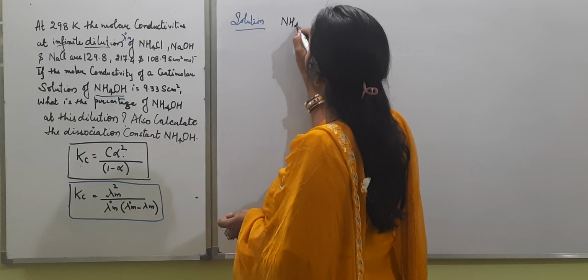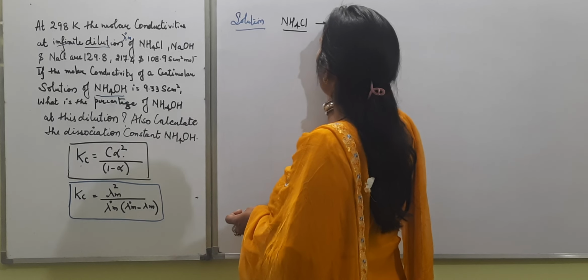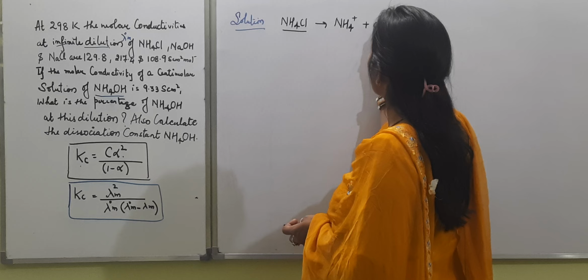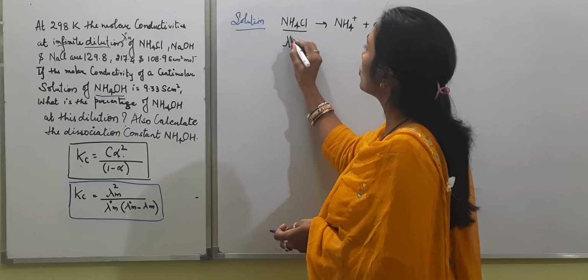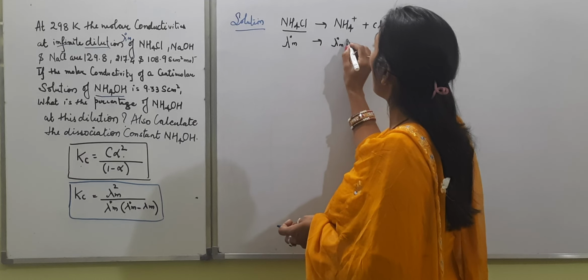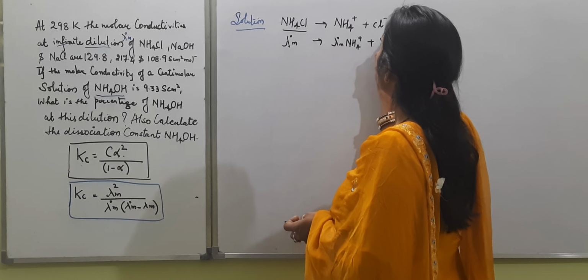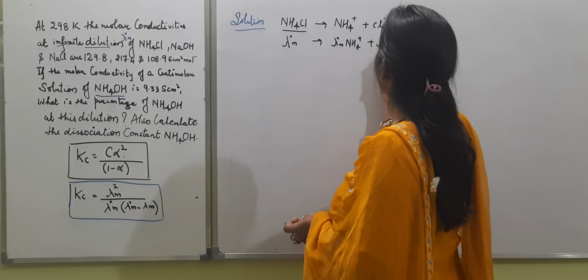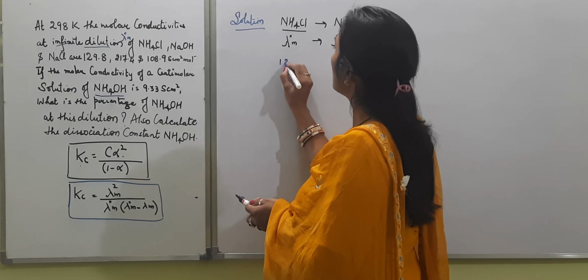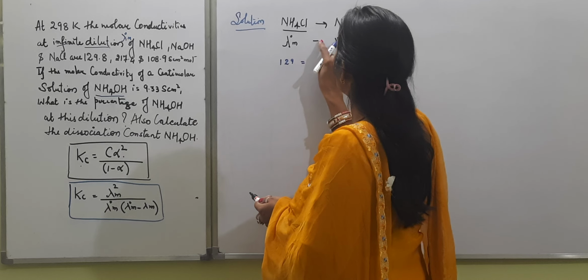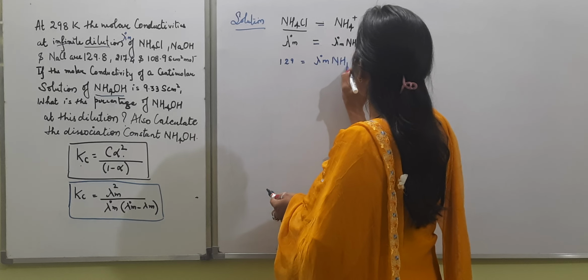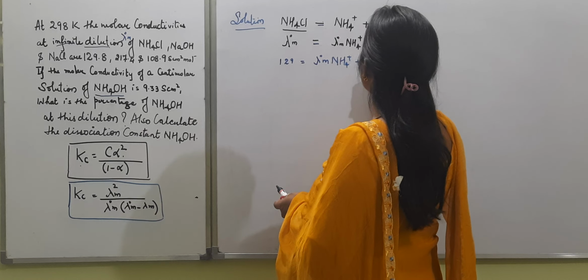So given kya hai, what are the given values? NH4Cl means we are having ammonium chloride, which can be dissociated into ammonium ion plus chloride ion. So we can say at infinite dilution diya hai, so limiting molar conductivity of ammonium chloride equal to the limiting molar conductivity of ammonium ion plus limiting molar conductivity of chloride ion. And this value is provided to us, 129.8 equal to limiting molar conductivity of ammonium ion plus limiting molar conductivity of Cl minus.